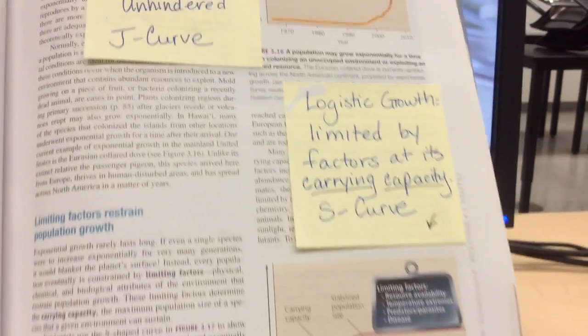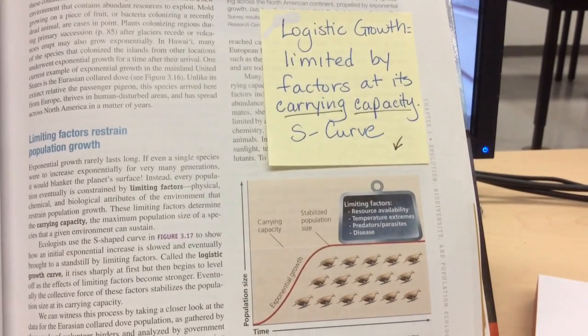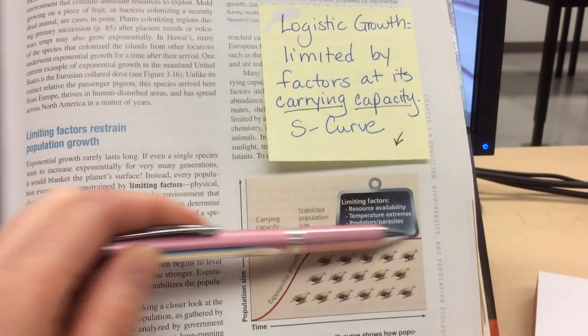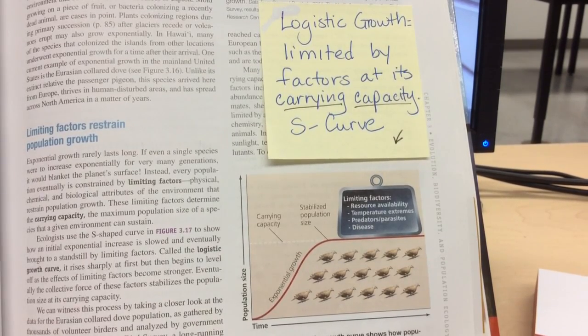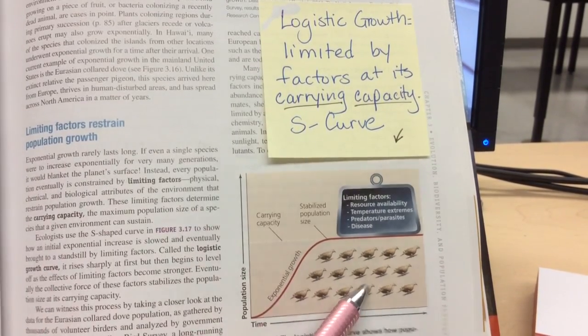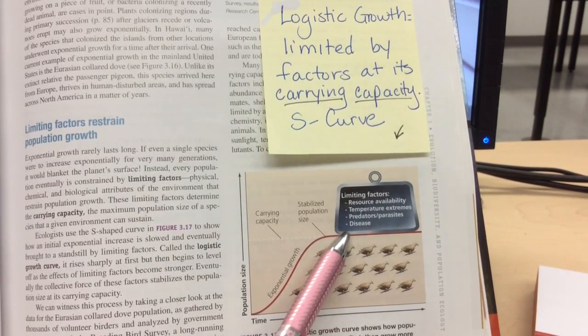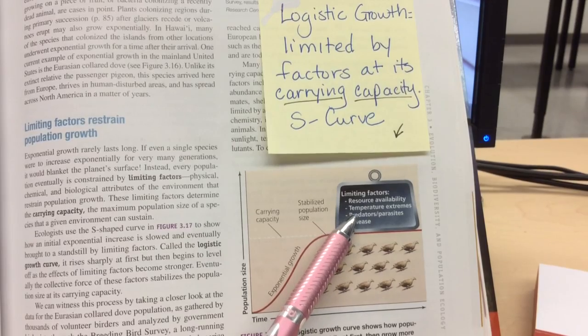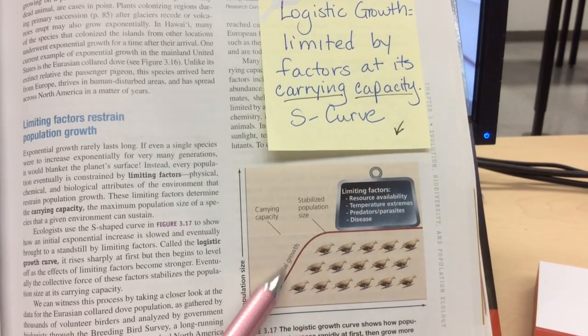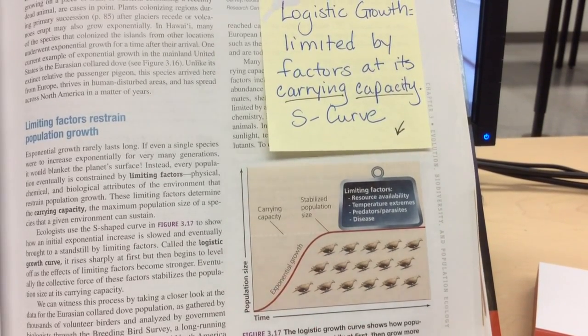Logistic growth means that populations are limited by factors, and so you have this carrying capacity. So really, most populations cannot be in exponential growth forever. They're going to hit limiting factors. They're going to run out of food. Diseases are going to come in. Predators are going to come in. They're going to run out of resources.